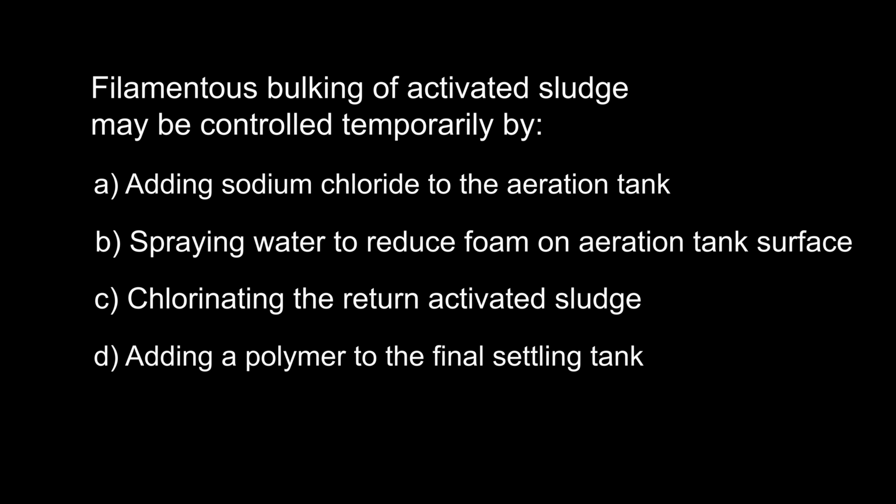Filamentous bulking of activated sludge may be controlled temporarily by A. Adding sodium chloride to the aeration tank, B. Spraying water to reduce foam on aeration tank surface, C. Chlorinating the return activated sludge, D. Adding a polymer to the final settling tank.